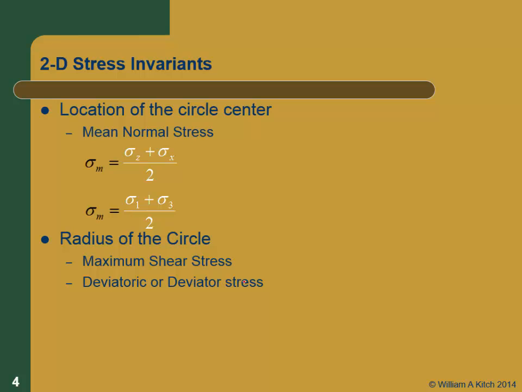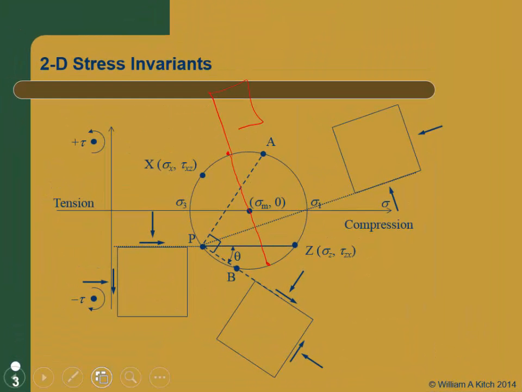The other thing that's not changing is the radius of the circle. The radius represents the maximum shear stress you can have on the circle, right? What point on this circle is the shear stress maximum? Right at the tippy top and right at the bottom, right? And notice that the value of tau at this point is equal to the radius of the circle. That's the point of maximum shear stress.